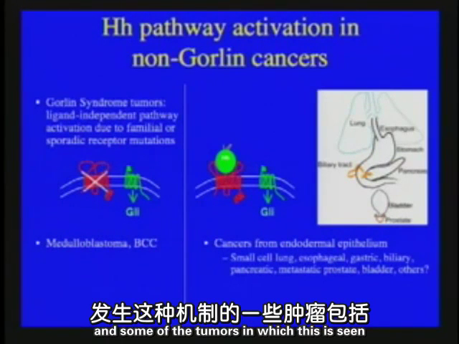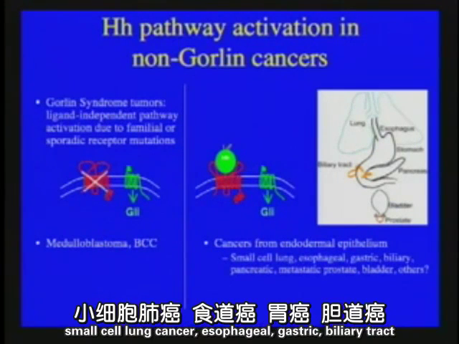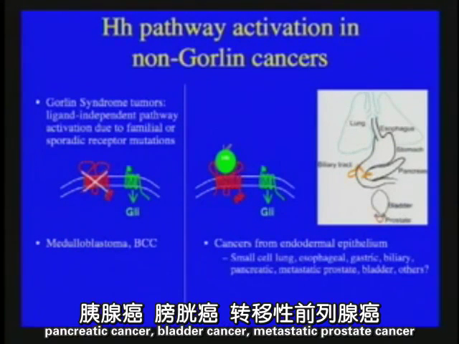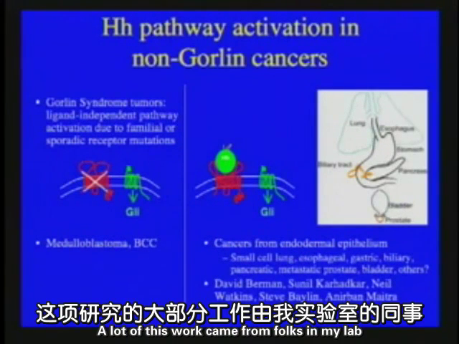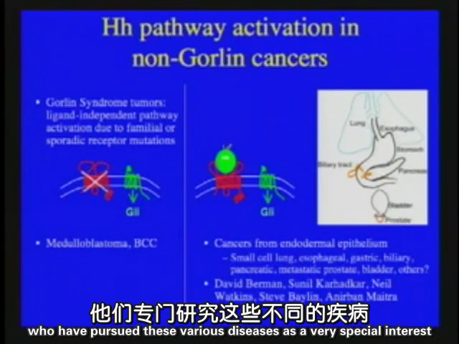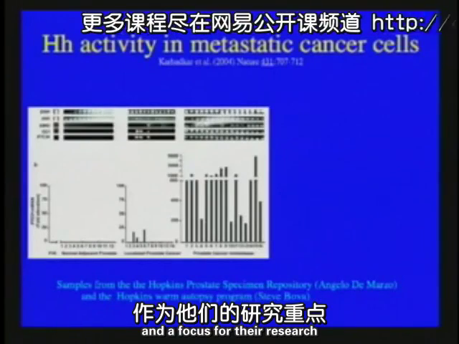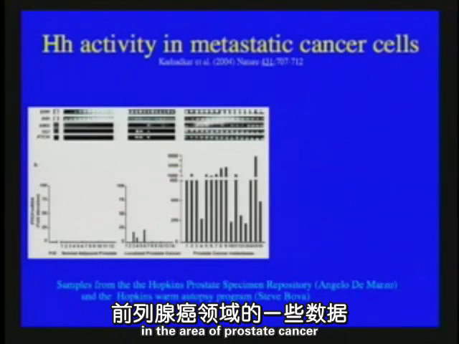And some of the tumors in which this is seen include cancers that arise from the endodermal epithelium: small cell lung cancer, esophageal, gastric, biliary tract, pancreatic cancer, bladder cancer, metastatic prostate cancer, and I'm going to say a few words about that. A lot of this work came from folks in my lab and colleagues at Hopkins who have pursued these various diseases as a very special interest and a focus for their research.